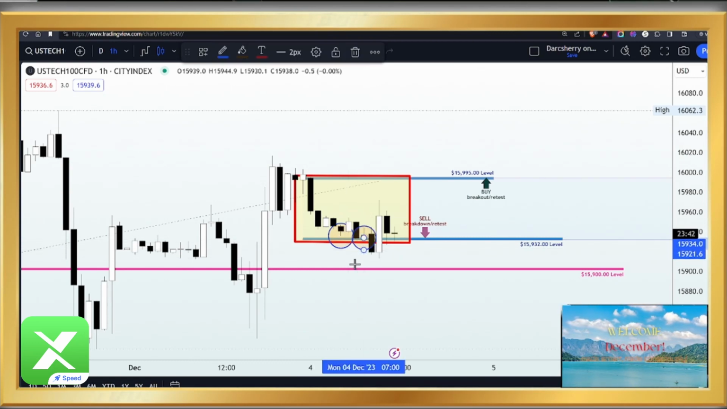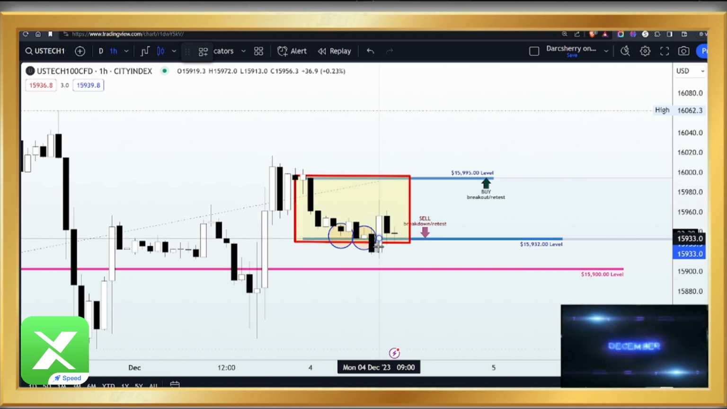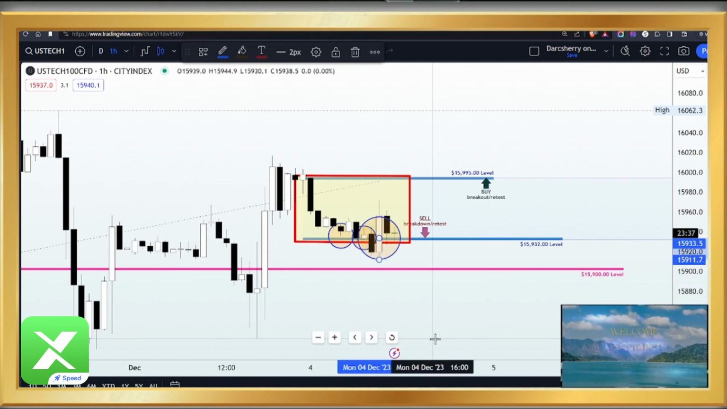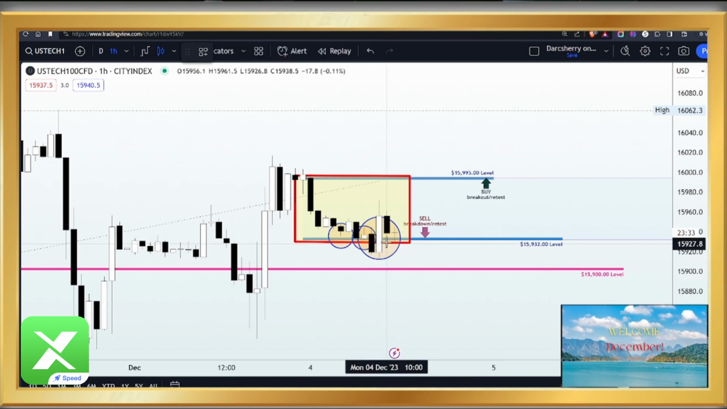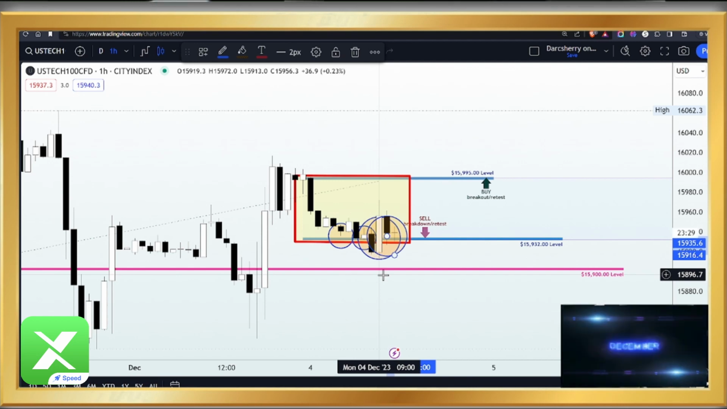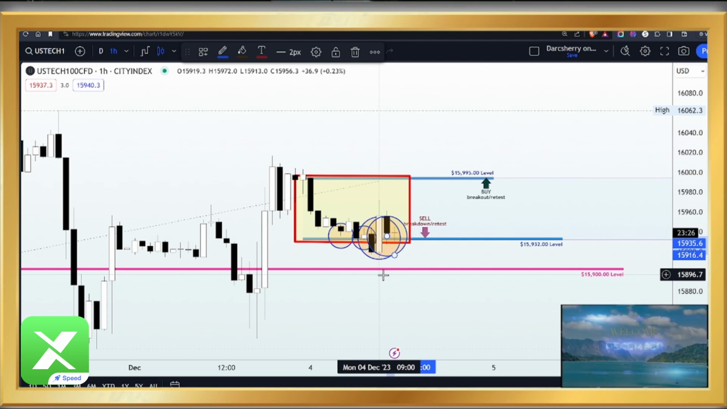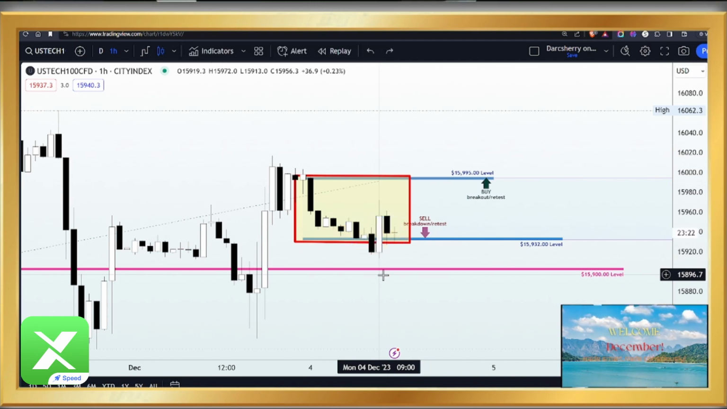Then we saw a little bit of breakdown, but that was followed immediately by an engulfing bullish candle. And afterwards, the next candle here is revealing some sort of buy pressure, closing in the form of a hammer candle, which further emphasizes that buyers may still likely be in this particular market.